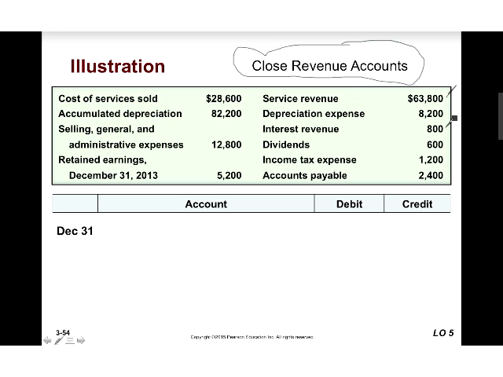So what we're going to do is we're going to debit the revenue accounts. And that's always going to be the way on a closing entry. We're going to debit each of our revenue accounts. So we're going to debit service revenue for $63,800. We're going to debit interest revenue for $800. Let's say we had miscellaneous revenue. We would debit miscellaneous revenue. Every single revenue account we have, we would debit.